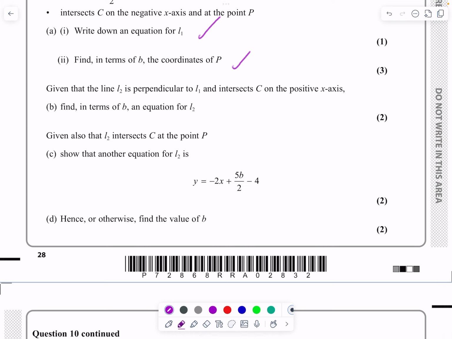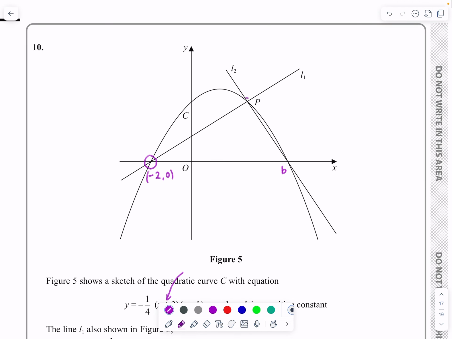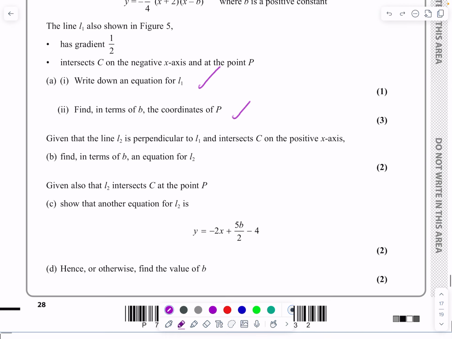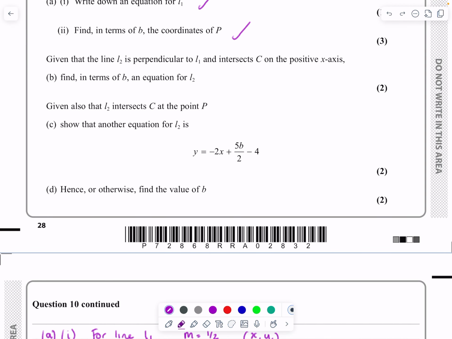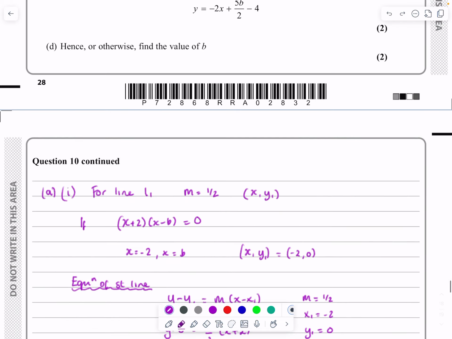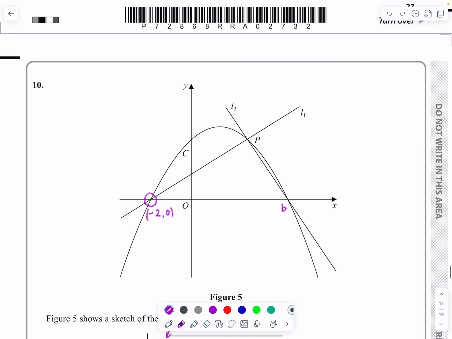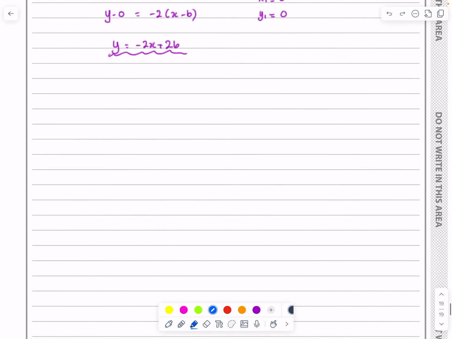Part C, it says, given also that L2 intersects C at P, which we can see it does, it intersects at that point there, can we show that another equation for the line L2 is going to be given by y equals minus 2x plus 5b over 2 minus 4. So let's just find another way of looking at that. So if I'm trying to work out the equation of this line, again, I know the gradient is going to be equal to minus 2, but rather than using that as a point on the line, I'm now going to use that as a point on the line. So a lot of work using the same formula, but just in various different ways here.